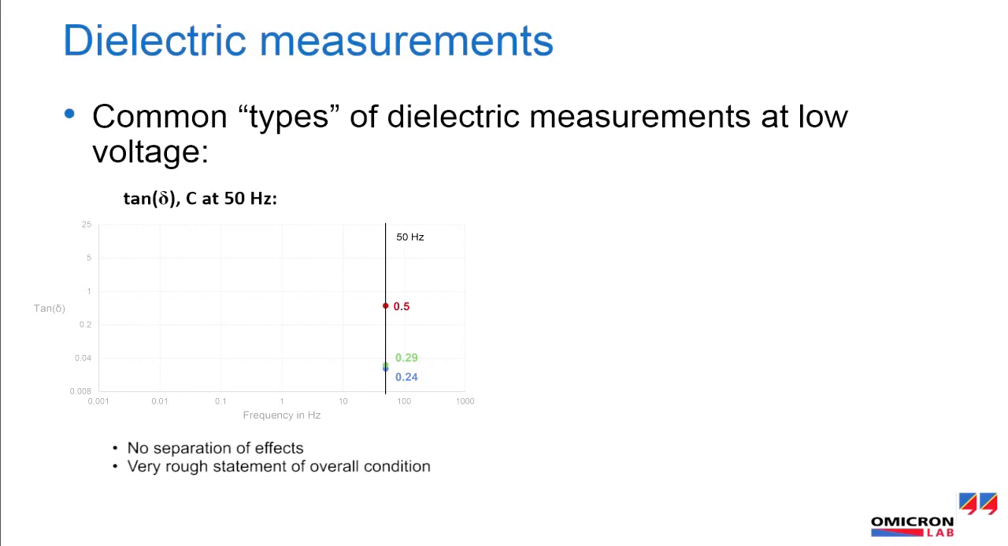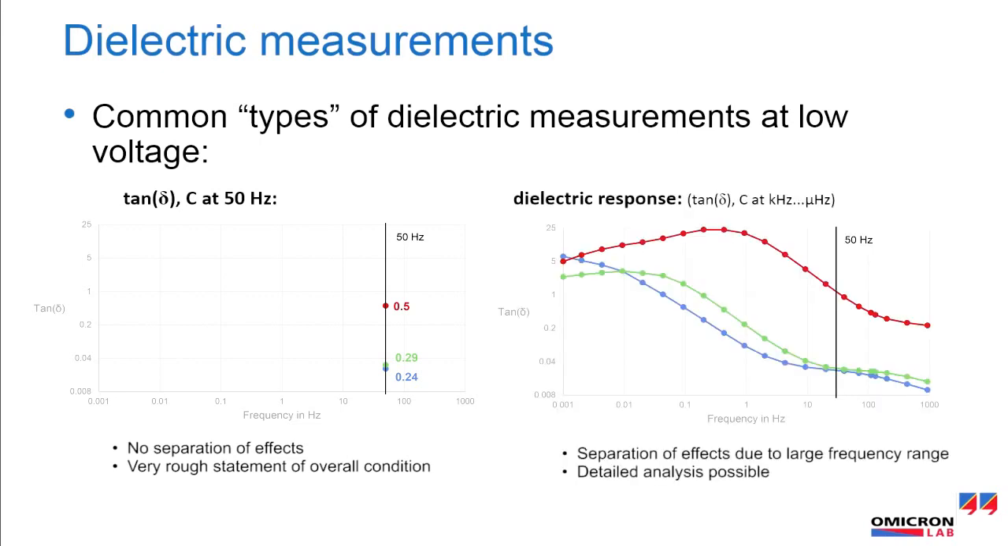As can be seen in the tangents delta at 50 Hz chart, the tangents delta value for the green and blue curve are nearly the same. It seems that the materials have the same structure and quality. But as can be seen in the second chart, only a wide frequency range provides enough data to differentiate between the different effects, making a full material analysis possible. With the dielectric response analysis, it can be easily seen that the green curve indicates that the dielectric material is aged in comparison to the blue curve.